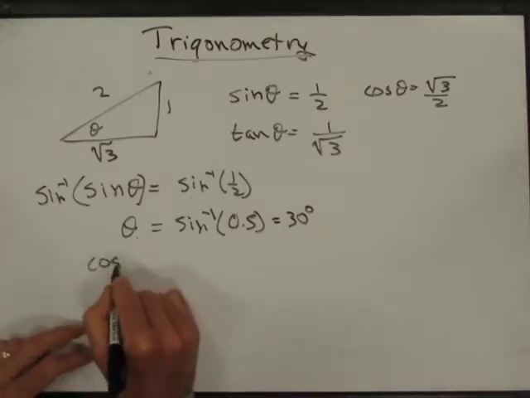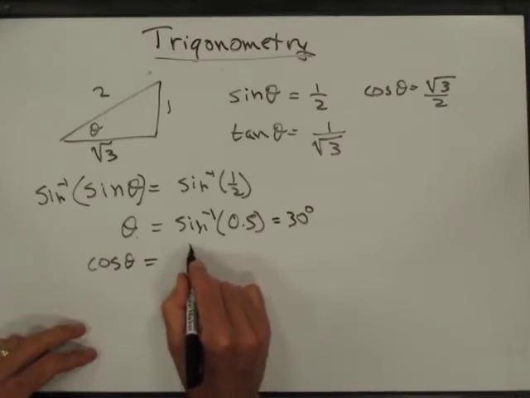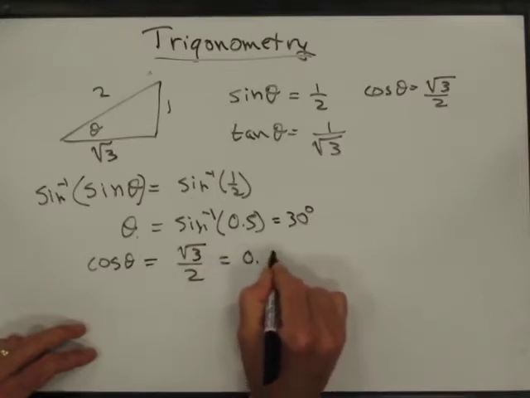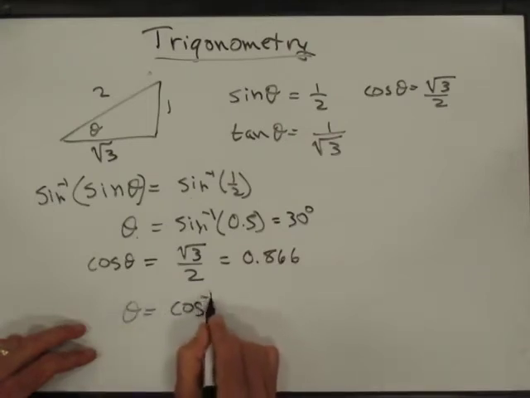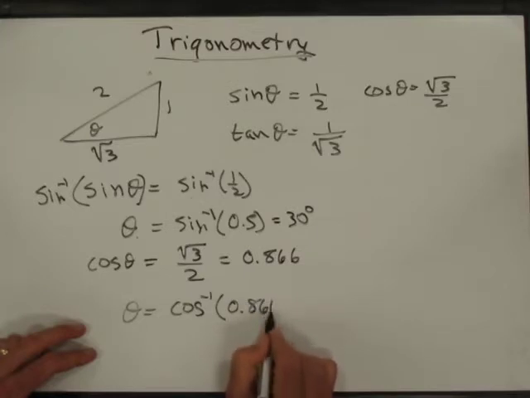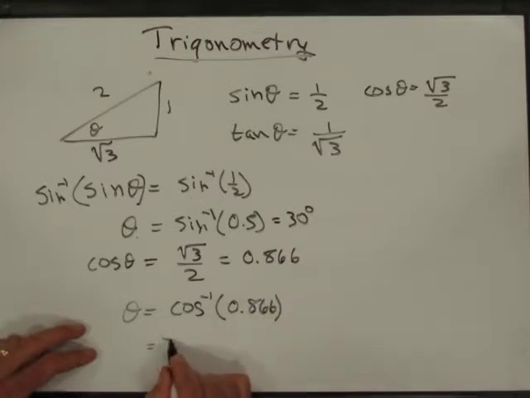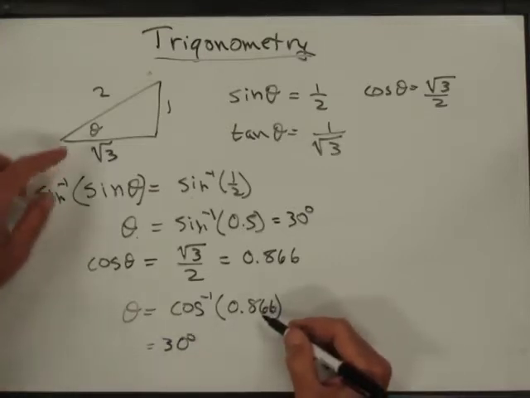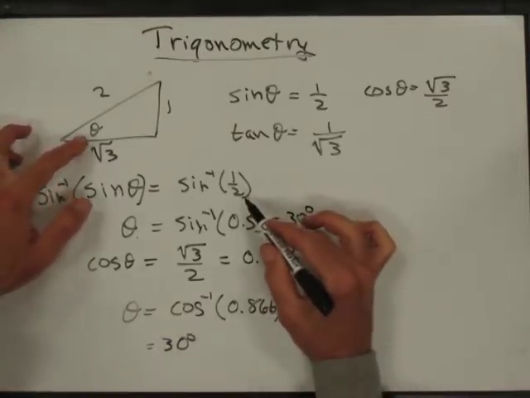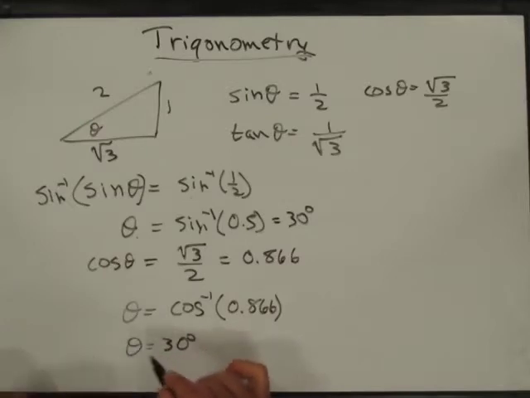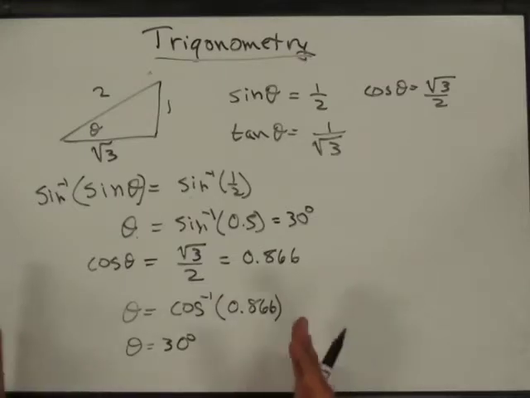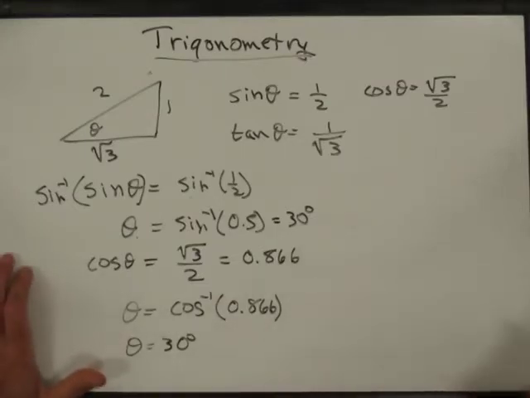Similarly, if cosine theta is equal to square root of 3 over 2, which is about 0.866 or something like that, it means theta is equal to the cosine inverse of 0.866. Again, you should try to do that on your calculator, and once again you'll get 30 degrees, because they're the same angle, and you'll get your theta that looks like that. So sometimes we write, there's a mnemonic.